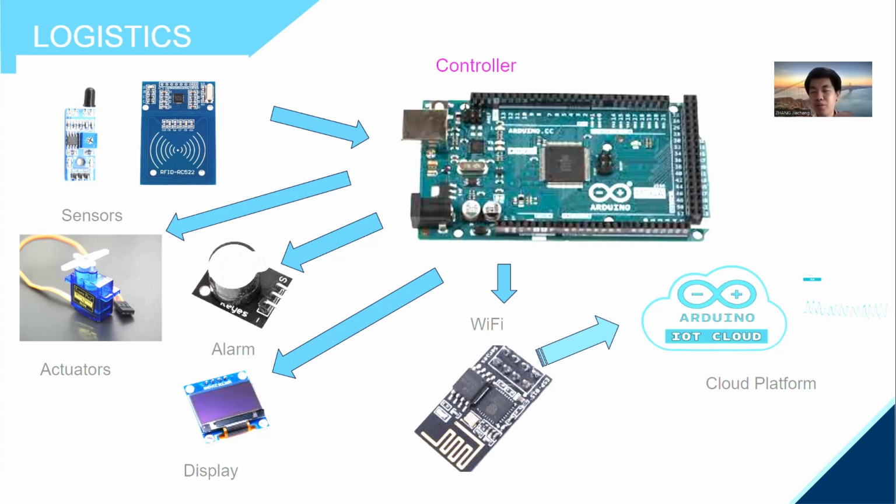Since we will send the data to the cloud for visualization and analysis, we need to use a cloud platform. Here we use Arduino IoT Cloud for its low latency. In order to successfully send the data to the cloud, we apply a Wi-Fi module, here the Wi-Fi ESP8266. And this is the logistic of our system. Next, we will show the detail of our hardware configuration. Next slide.